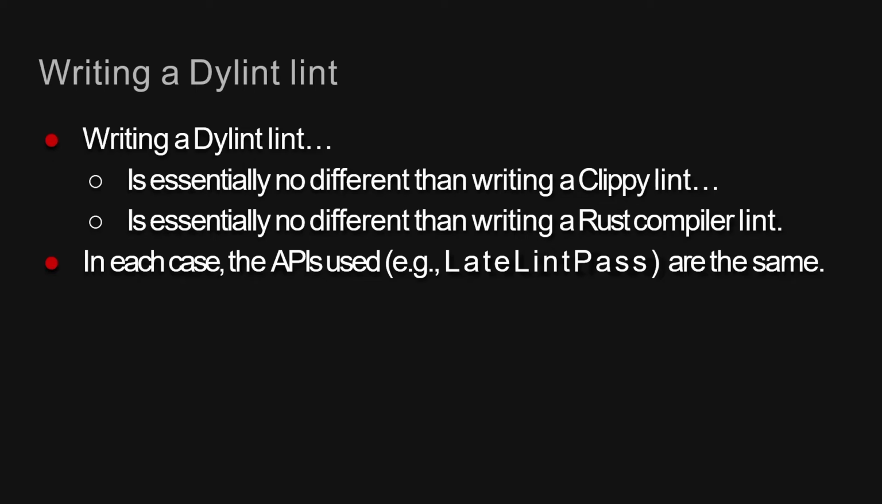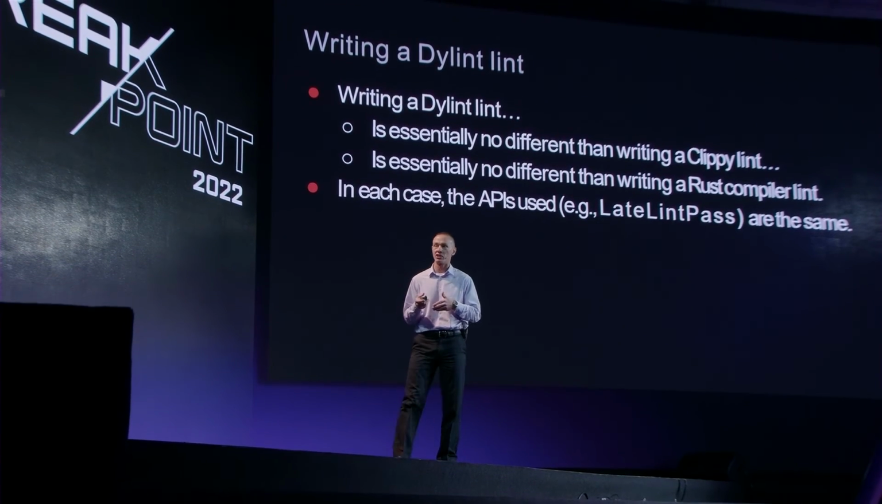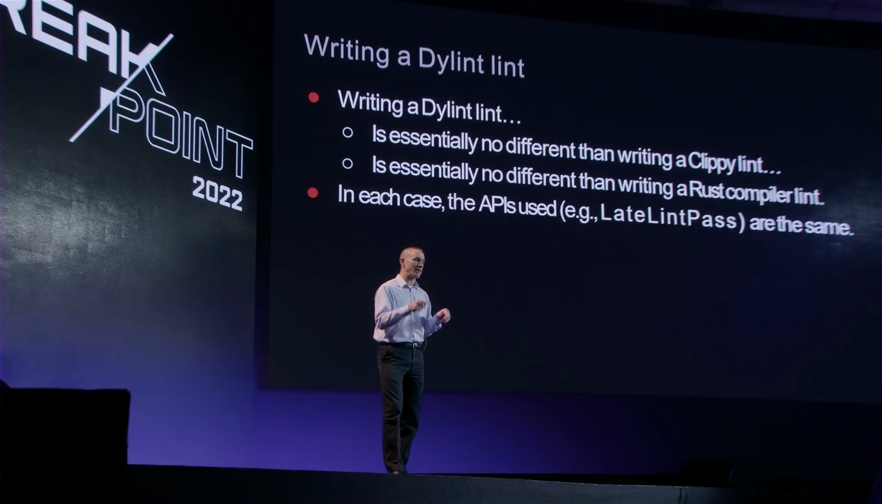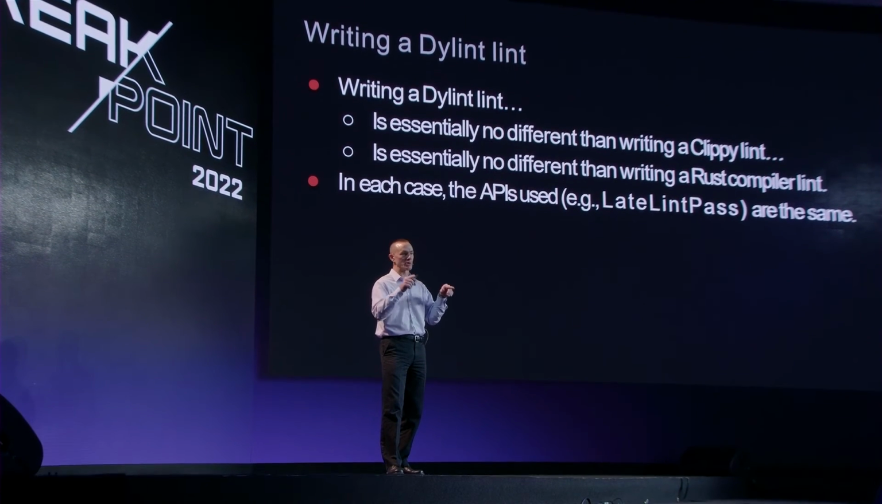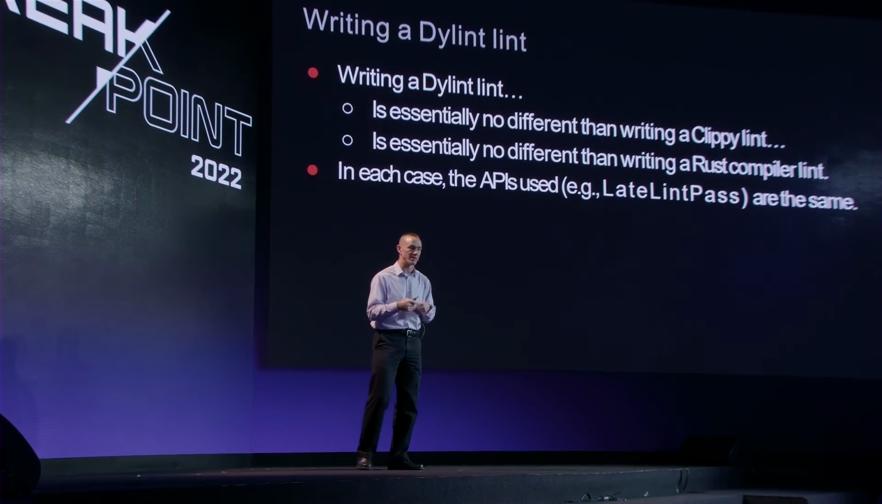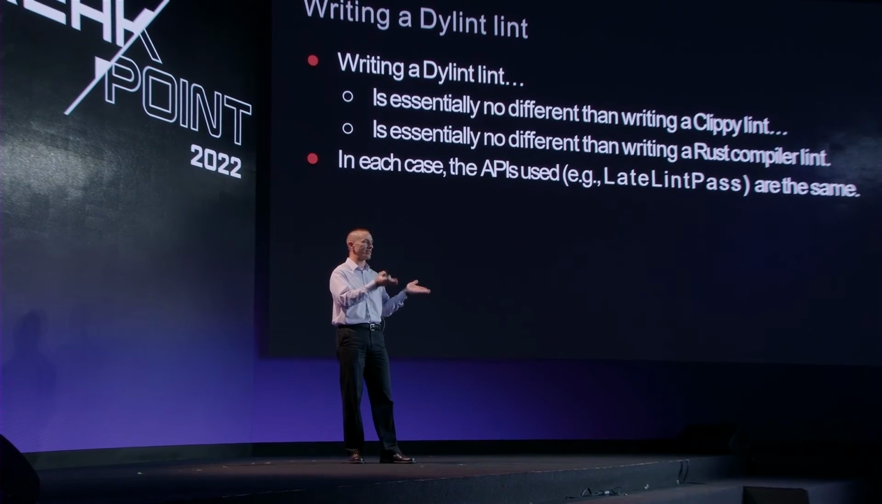One point I want to leave you with before continuing is that while some packaging is necessary to put the lint into a library, by and large, writing a Dylint lint is essentially no different than writing a Clippy lint, is essentially no different than writing a Rust compiler lint. What I mean by that is that the APIs that you use to do the actual linting are the same in each of the three cases. So Dylint doesn't force you to learn a Dylint-specific API. For example, the late lint pass trait that you saw on the previous slide comes from the Rust compiler. It doesn't come from Dylint.